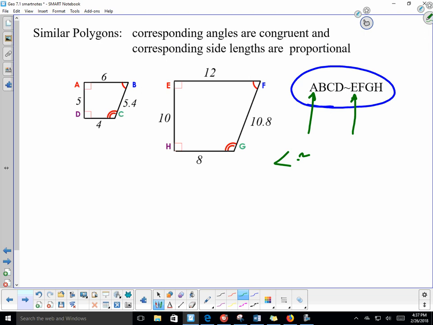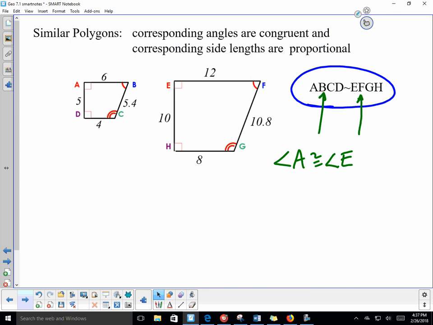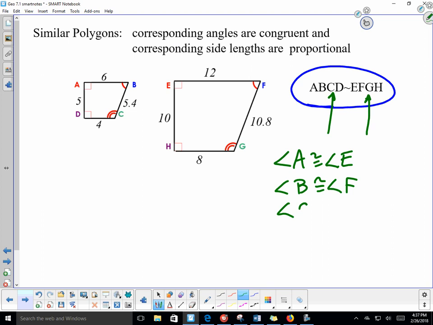So angle A is congruent to angle E. Same thing with angle B and angle F. They have to be congruent. Angle B is congruent to angle F. Same thing with angle C and angle G. They have to be congruent. And lastly, D and H have to be congruent. Angle D is congruent to angle H.